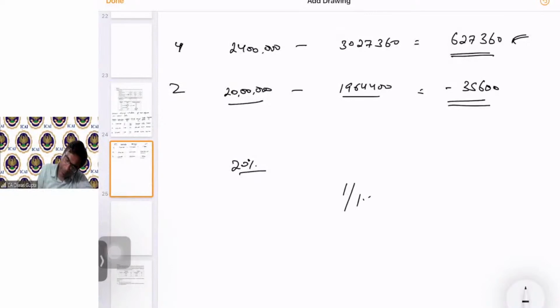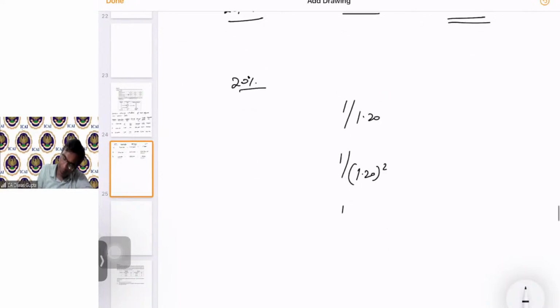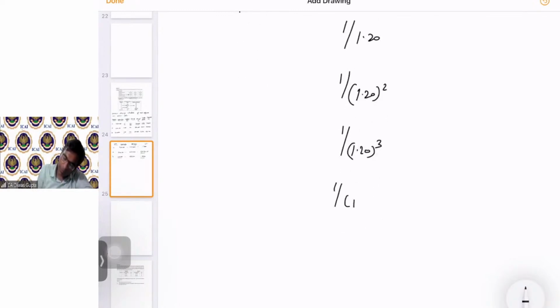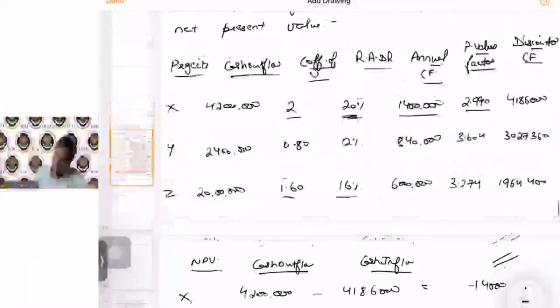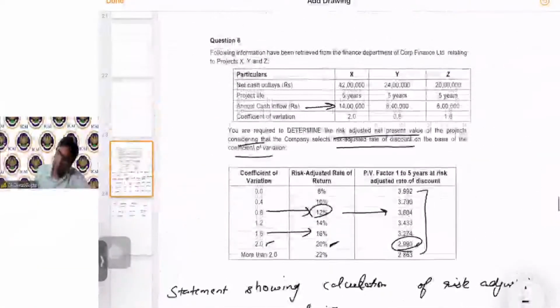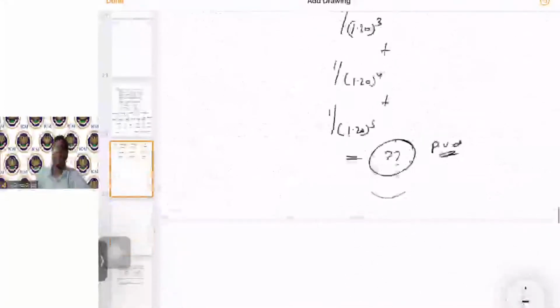So first year it will be 1.12. Second year it will be 1.12 raised to the power 2. Correct? Then third year it will be 1.12 raised to the power 3. Then fourth year will be 1.12 raised to the power 4, and last it will be this raised to the power 5. And keep on adding everything. You will arrive at the value that is given in the question, which is the present value annuity factor, basically the summation factor. Present value factor for year 1 to 5, you will arrive at like this.